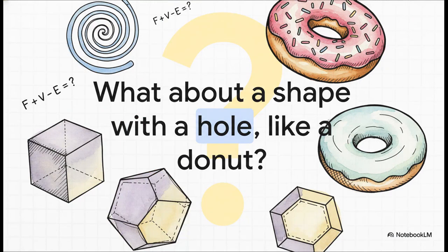So, we've totally proven that for any of these simple shapes, faces plus vertices minus edges equals 2. But that brings up a really interesting question. What happens if the shape isn't so simple? What if it has a hole going through it, like a donut? Does the formula still work? Well, it turns out that little hole changes everything. But that's a whole other mystery for another day.